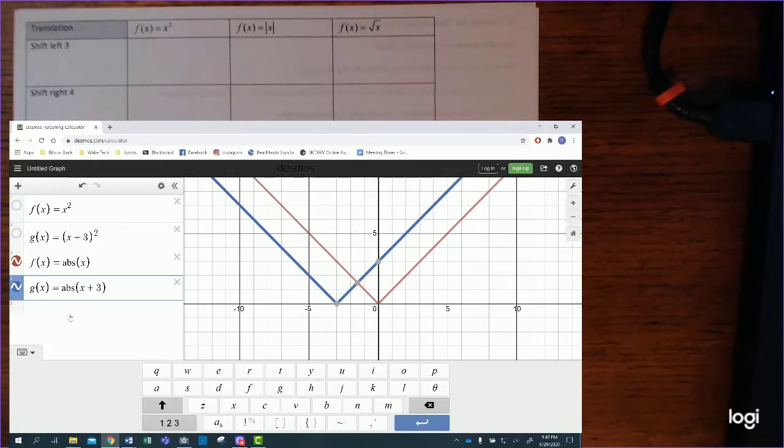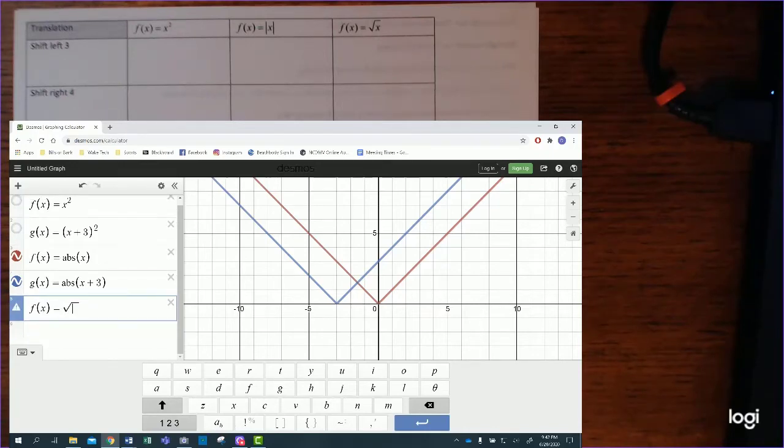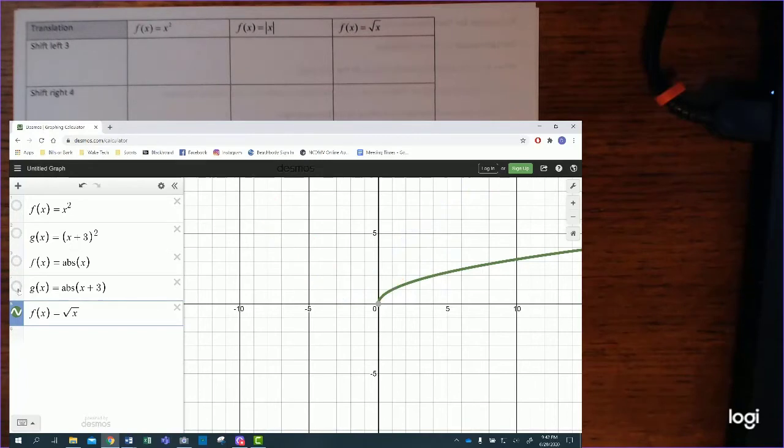Okay, and then we have a square root function. For the square root function, we use SQRT to get that typed in, and there's our square root function, and it's the first function that does not have a domain of all real numbers. Its domain is 0 to infinity.